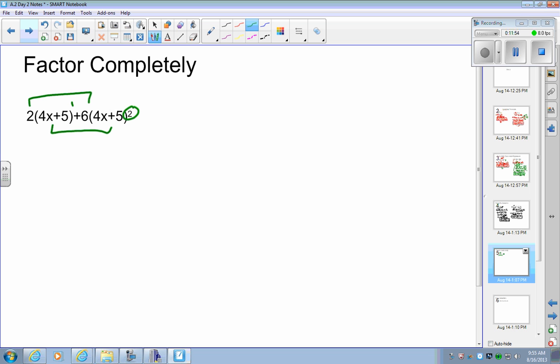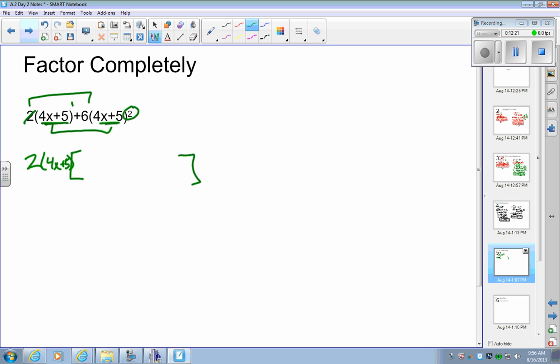So take one piece at a time. I'm going to focus on the 2 and the 6, pull a 2 out. I'm going to go to the bracket and see what's left. Then I'm going to look at, okay, I got one 4x plus 5 here. I got two 4x plus 5s here. I can only take out the smallest amount. So I'm going to pull out a 4x plus 5 here. Okay, go back to the original, see what's left.